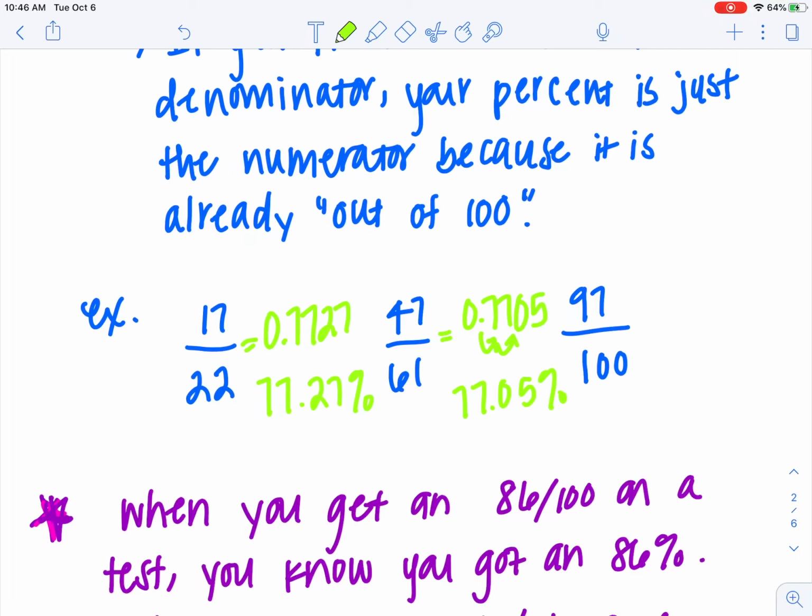77.05%. Right now this last one, 97 over 100, because it's already out of 100, we can just use that 97 on top to get 97%. And you could still divide it, but you would just get 97. So it's just saving you a step.